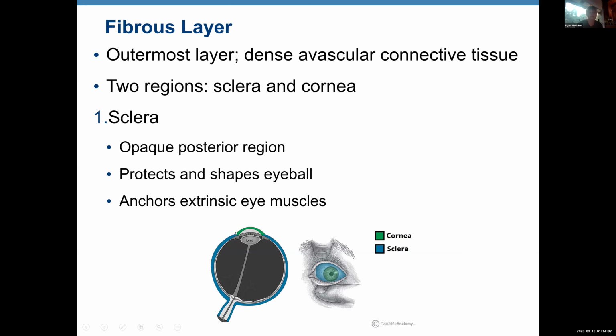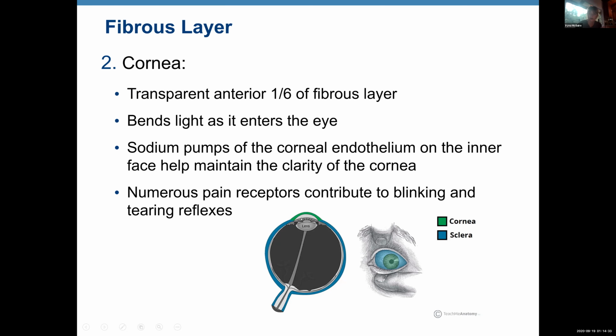So, the fibrous layer. If you look at this diagram here, it's shown in blue and green color. It's the outermost layer, dense avascular connective tissue that has 2 regions, sclera and cornea. The sclera is that white part, right, on the posterior region. It's the opaque posterior region. It protects and shapes the eyeball. It also anchors extrinsic eye muscles. And the cornea, shown here in green color, is also part of the fibrous layer. It's the transparent, anterior 1/6 of the fibrous layer. It bends light as it enters the eye. It has sodium pumps that keep it clear, right? And it has numerous pain receptors contributing to blinking and tearing reflexes. So, fibrous layer: cornea and sclera.